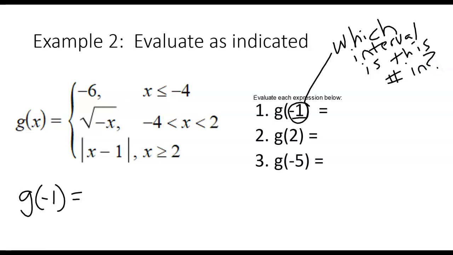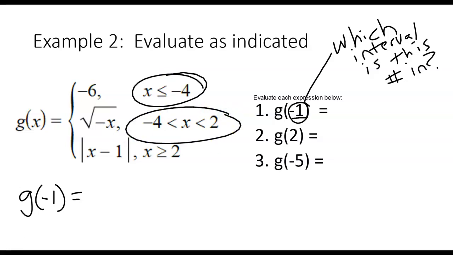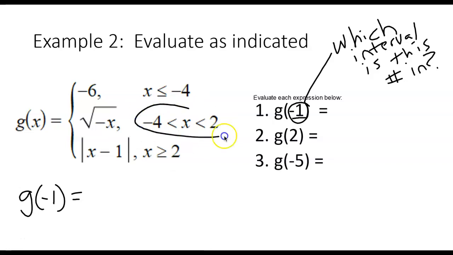So -1. Is -1 less than or equal to -4? Is -1 between -4 and 2? Or is -1 greater than 2? You have to decide what interval that number's in. And hopefully you know the answer is -1 is between -4 and 2. And what that means is that we're going to therefore use this expression.